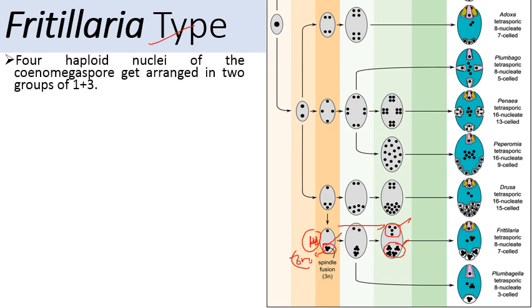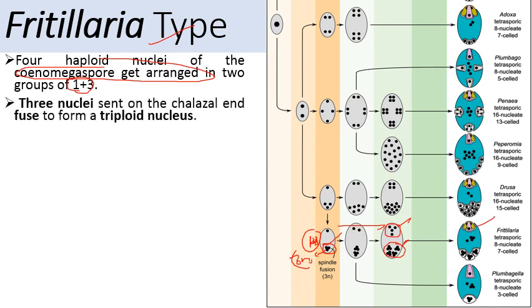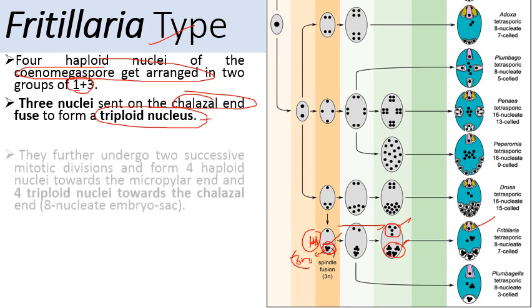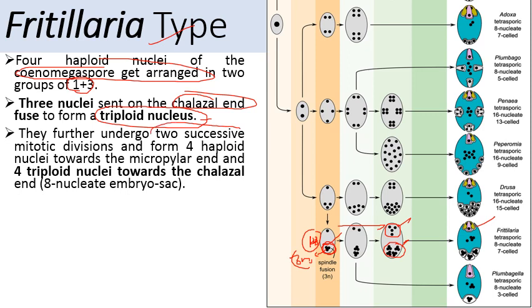So the 4 haploid nuclei of the megaspore get arranged in 2 groups, that is 1 plus 3. So there is a 1 plus 3 arrangement in Fritillaria, that we can see in this image. The 3 nuclei at the chalazal end will fuse to form a triploid nucleus, that we can see here. This is the triploid nucleus. Then they will undergo 2 successive mitotic divisions to form 4 haploid nuclei at the micropylar end and 4 triploid nuclei at the chalazal end, and this embryo sac is an 8 nucleated embryo sac.